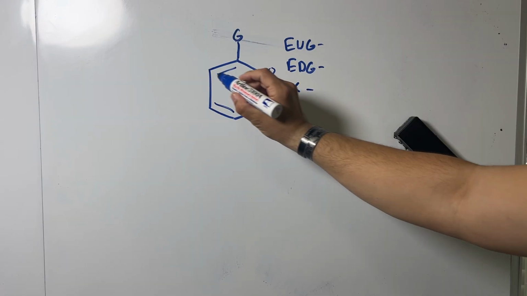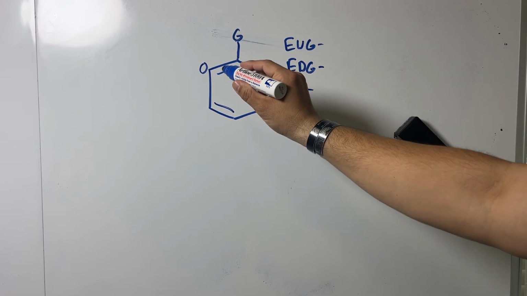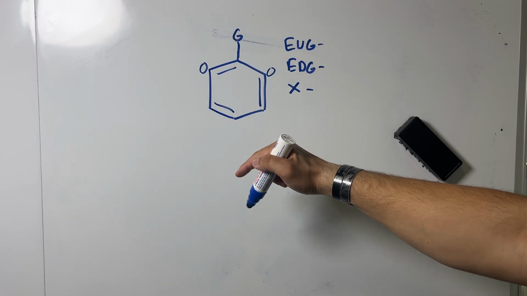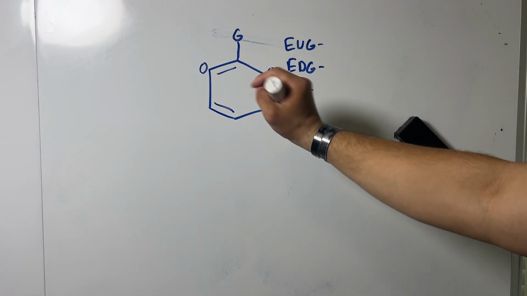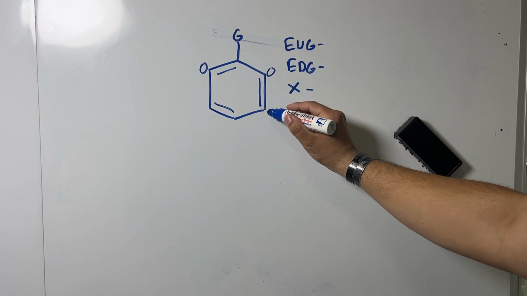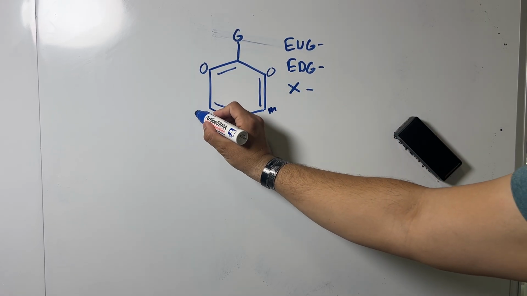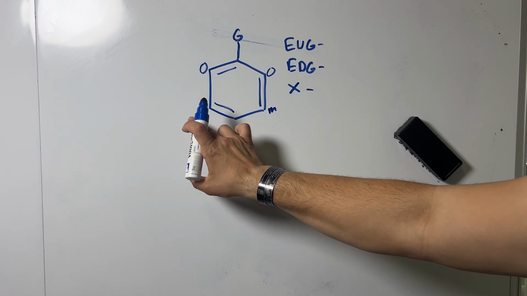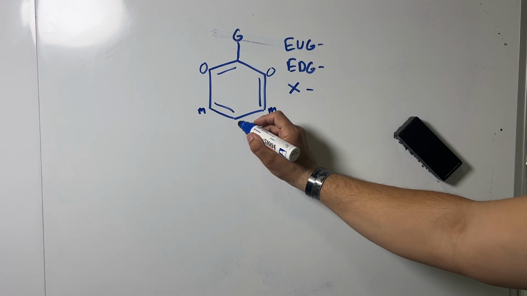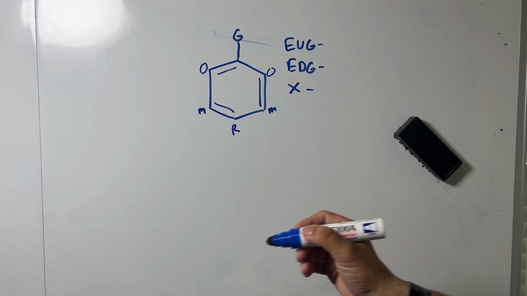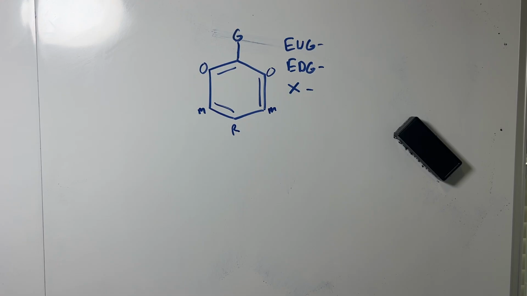There's the ortho positions right here, which is the 2 and 6 position respectively to your group. Then there's the meta position, which is 3 and 5 respectively to your group, and the para position, which is the 4 position respectively to your group.